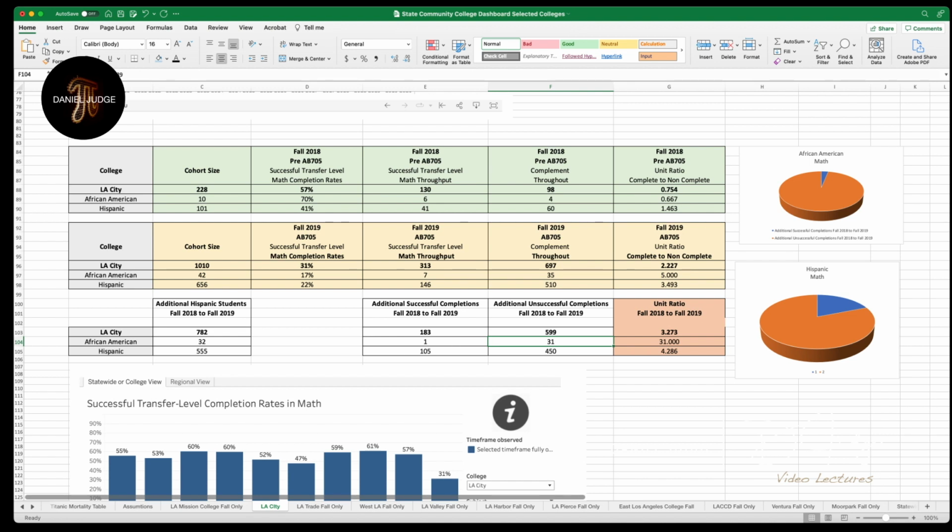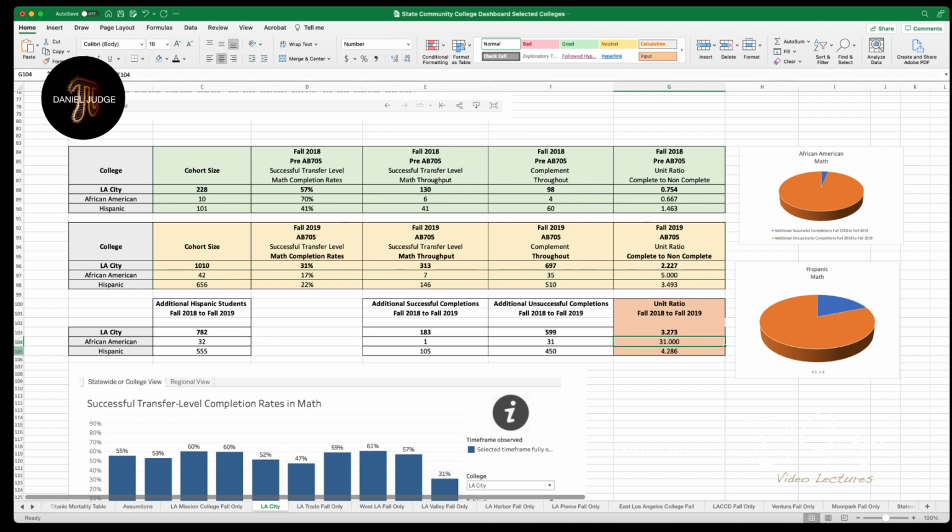31 African American students did not get through. What's the unit ratio? It's already here, 1 to 31. Focus on that number, 31. 31 additional African Americans did not get through. Is that about equity? I love the word equity. I love how people can pick and choose when they can apply it.